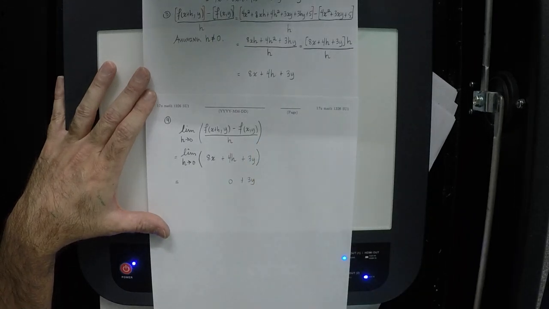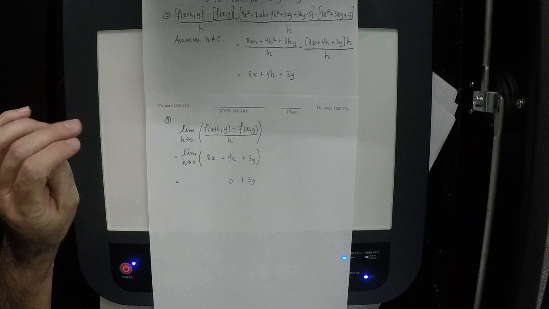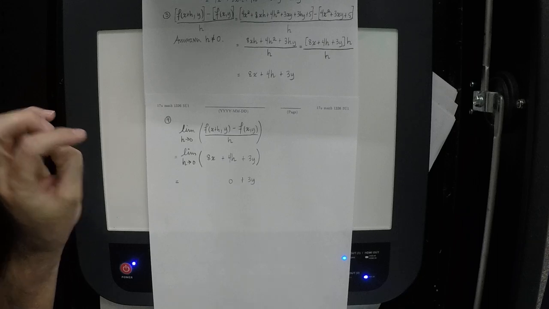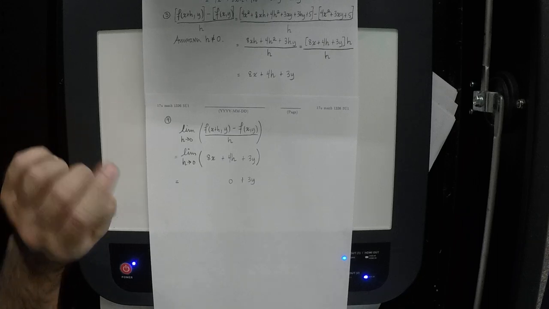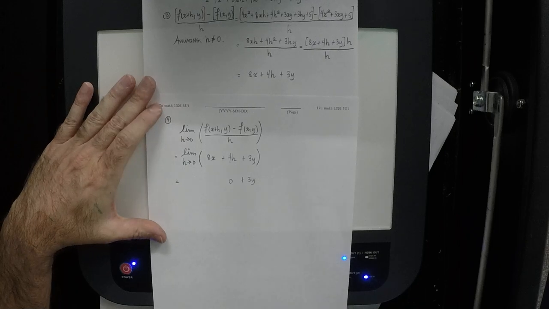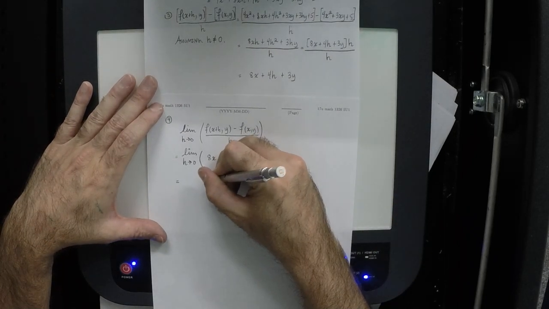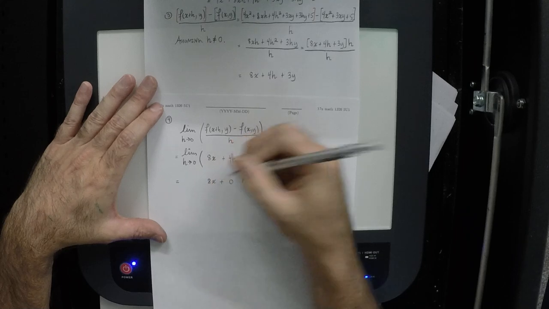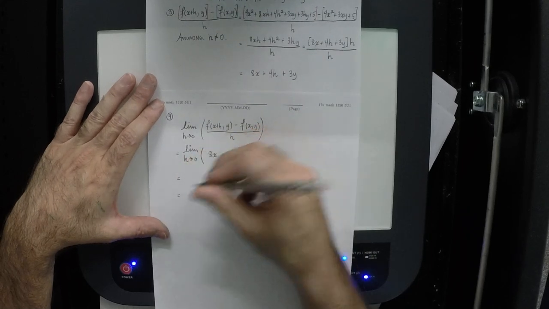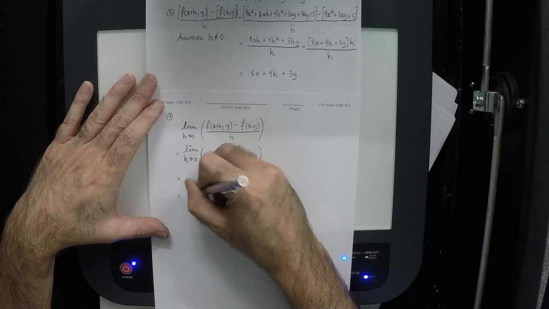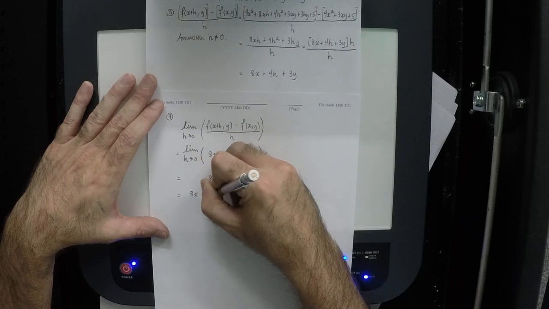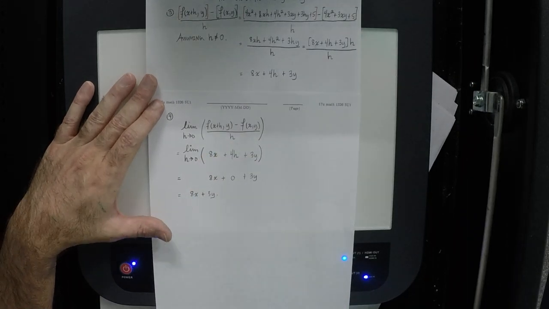Why is that? Yeah, y is constant with regard to h. So then where does 8x go? To 8x. So then the answer is 8x plus 3y. Interesting.